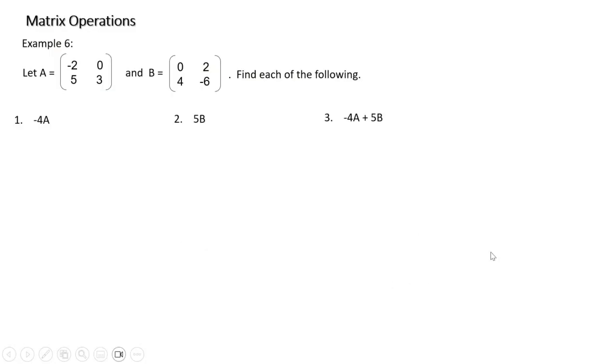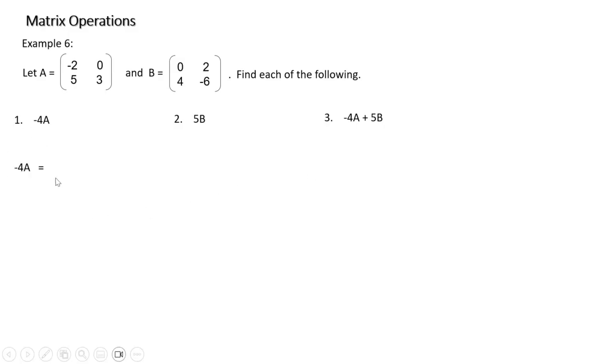Okay, now let's do this example here, example 6. They want us to do -4A for part 1. For part 2, it's going to be 5B, 5 times matrix B. And for part 3, you're going to combine both answers, -4A plus 5B.